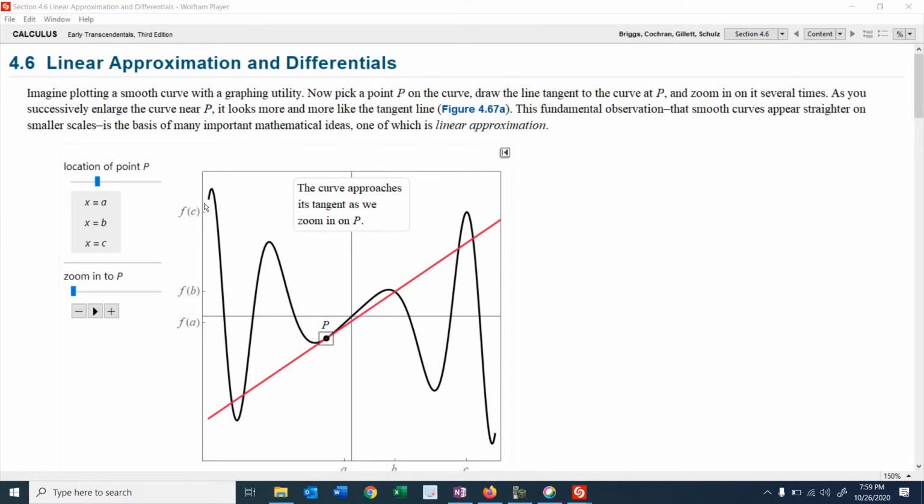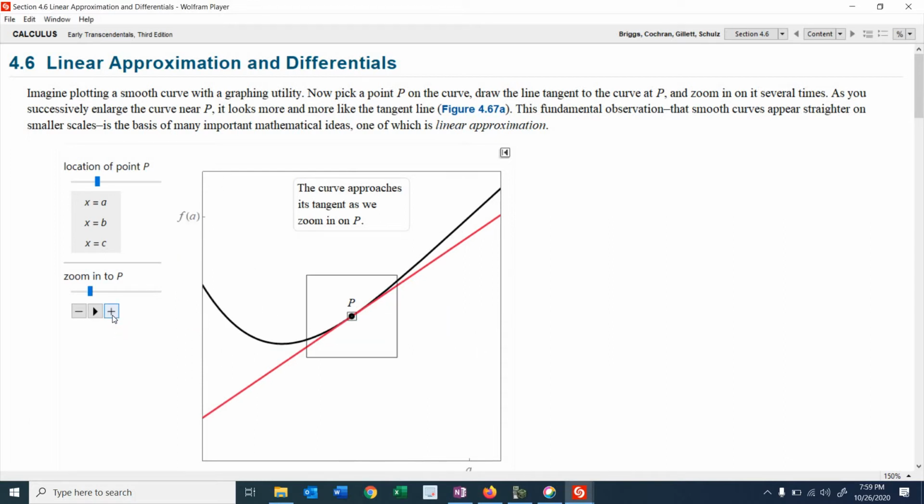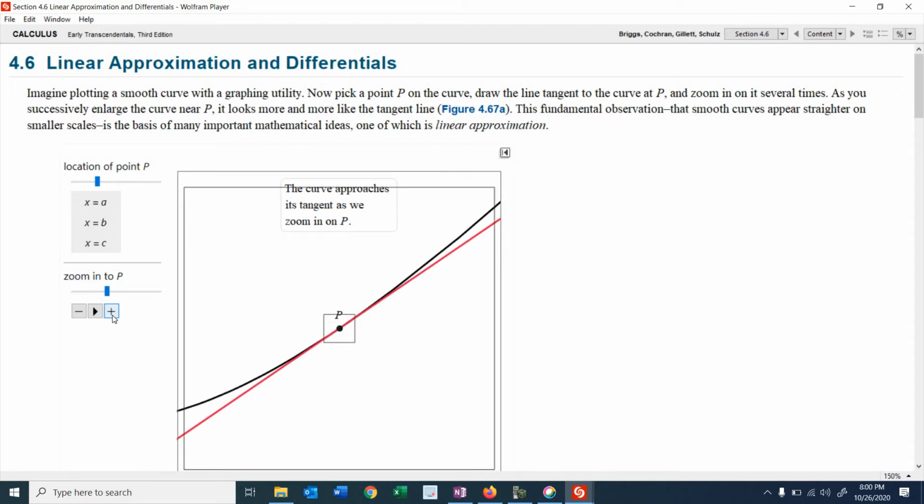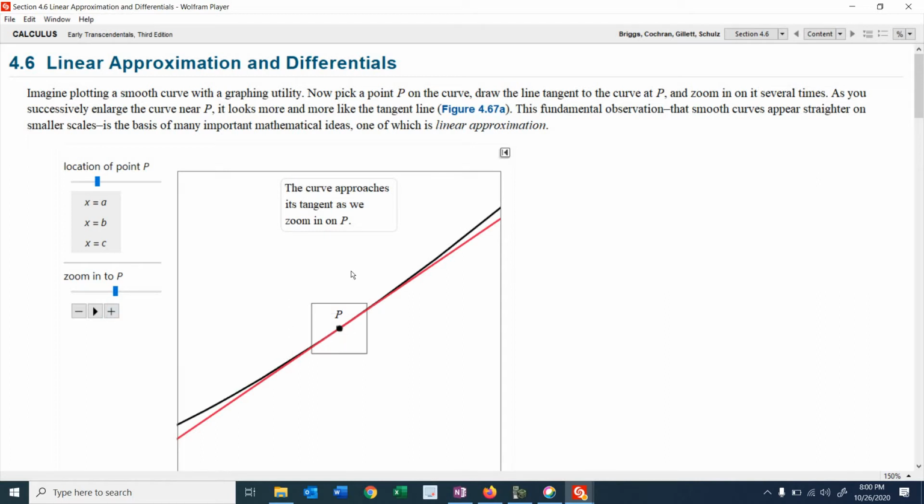So let's suppose we have a nonlinear function whose graph looks like this. And then let's pick some point on that function, say this point here, point P. Now notice as I zoom in on this particular point, the graph of the function starts to look more and more like a straight line. And so for points near this point P, we can approximate the function as if it were a straight line.